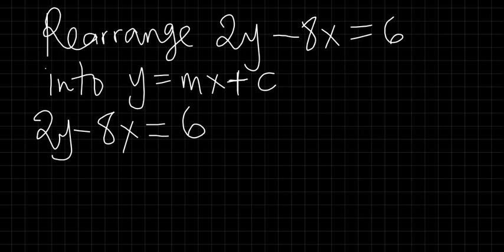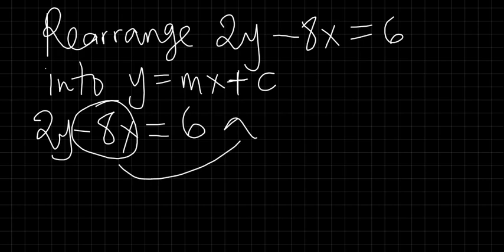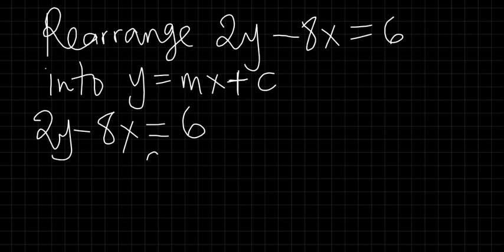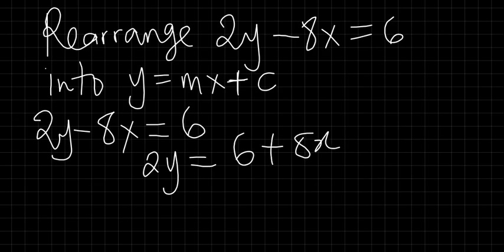So what we do is I will bring this minus 8x from the left hand side to the right hand side. So what we are going to have is 2y is equal to 6, because it is minus here, when going to the right hand side it becomes plus 8x. Because y needs to stand alone and y still has 2, I will divide everything here by 2.